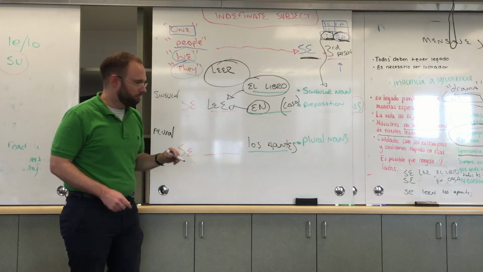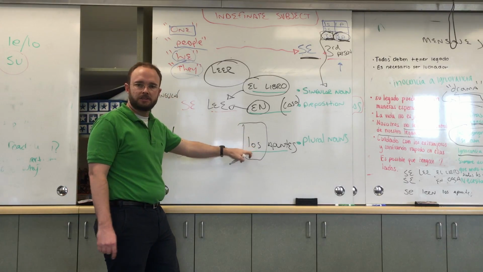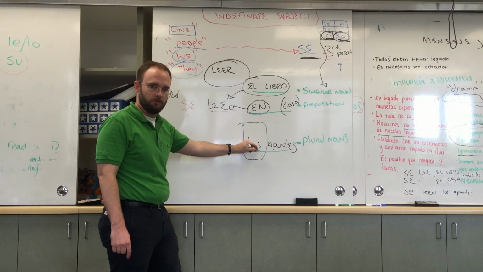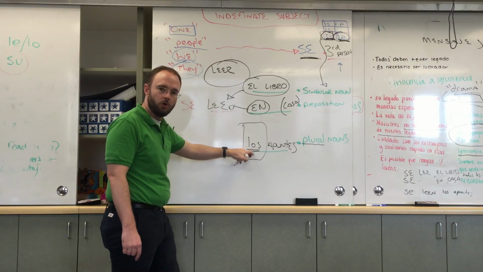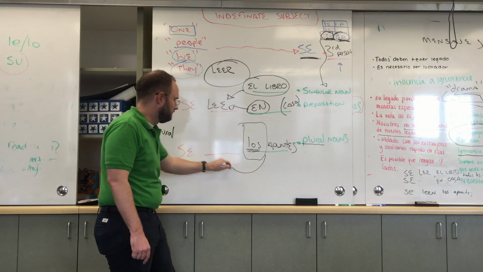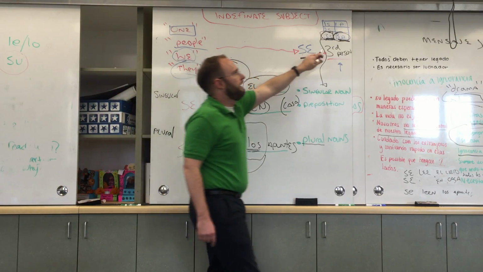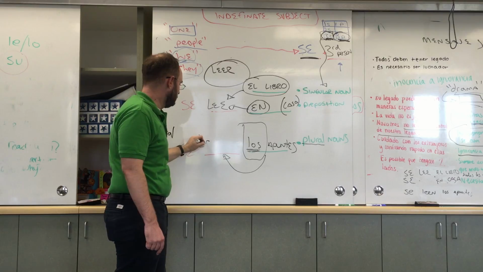Here's the important part. You're going to look at the very next word. Is that singular or plural? It is plural. So we're saying los for something that is plural. Therefore, this is going to be that third person plural. So we would have se leen.